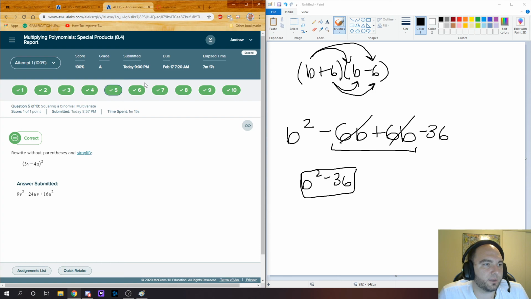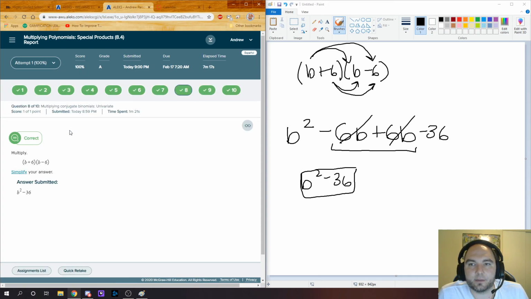Nothing changed here except for the later ones ended up having 2 letters on it. Still the same thing. 8, 9, and 10 was the different case called the conjugates, which says because these things are the same but opposite, the middle term cancels out as part of the answer. So you could skip to the answer faster by just doing the first times the first, b squared, and the second times the second, negative 36. That's only okay if they're conjugates. That is not okay in general.